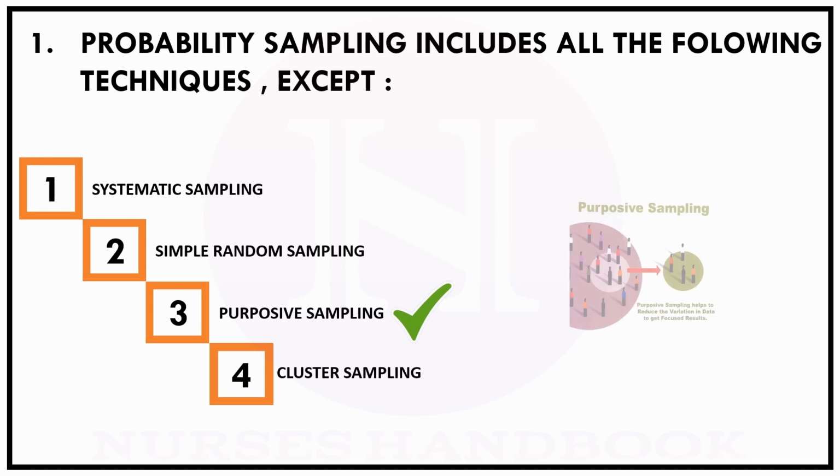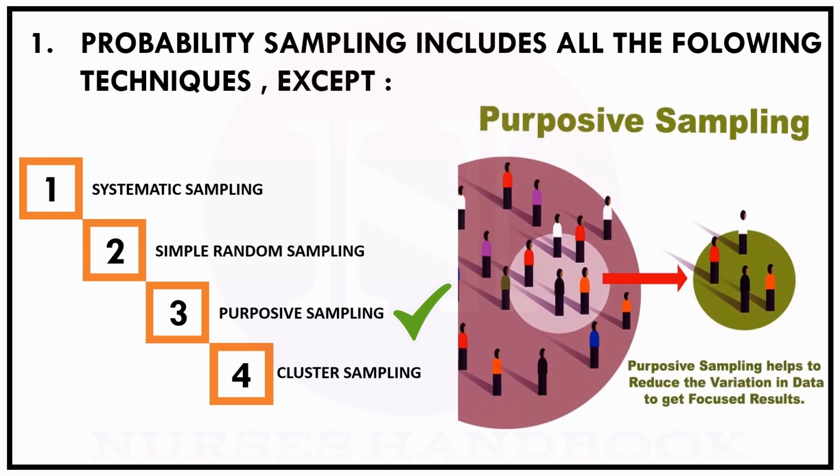Purposive sampling. Purposive sampling is also known as judgmental, selective, or subjective sampling, and this is a form of non-probability sampling. In this, researchers rely on their own judgment when choosing members of the population to participate in the study.